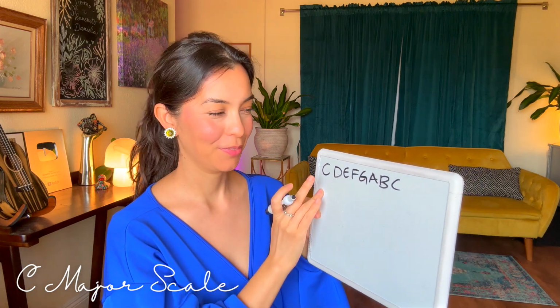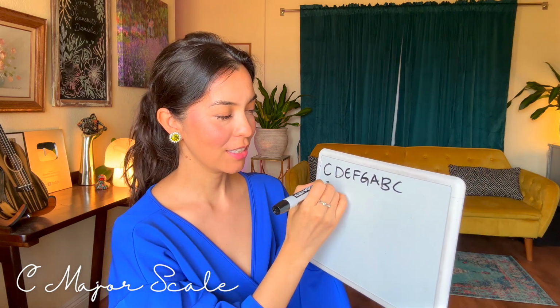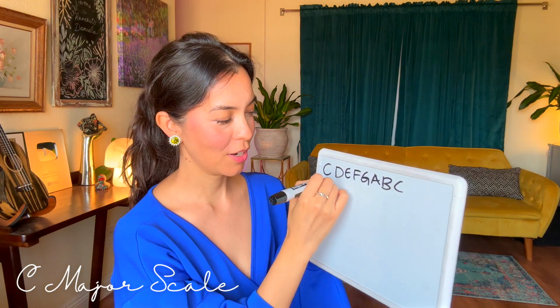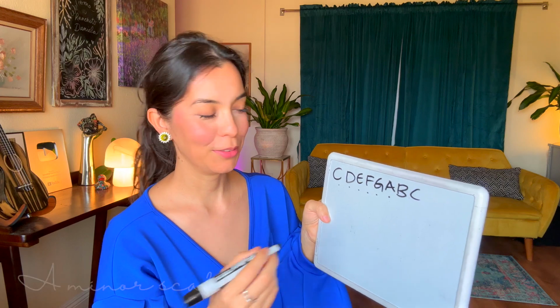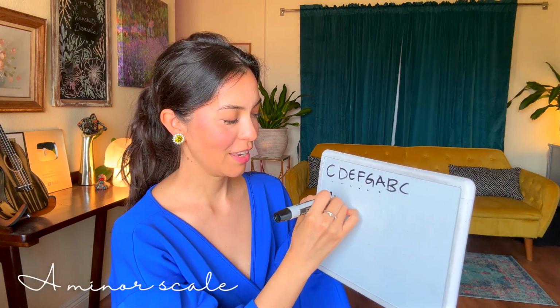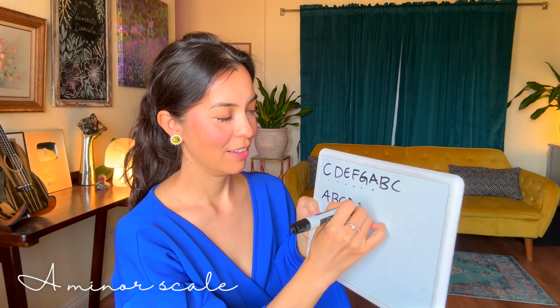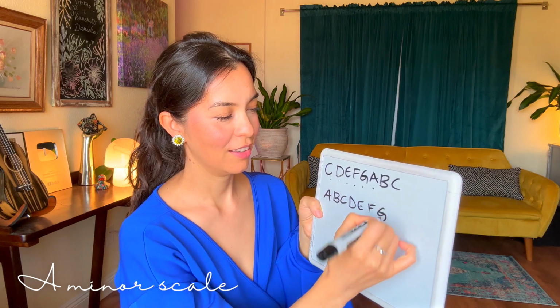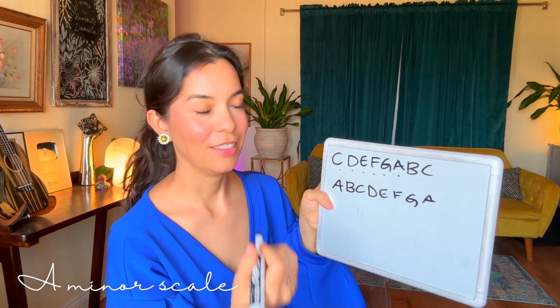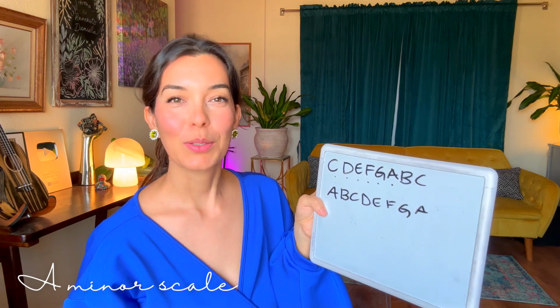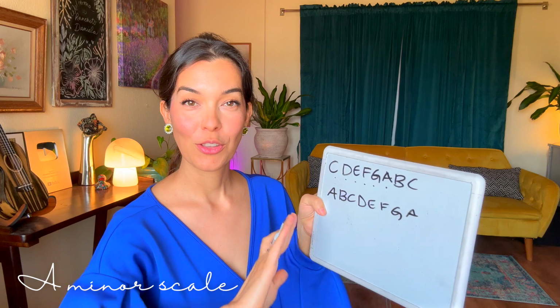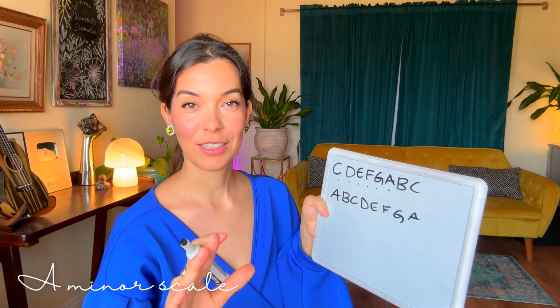Now, we can find a minor scale from the major scale by starting on the 6th degree. So 1, 2, 3, 4, 5, 6. Now if you rewrite this scale, starting from A, you can finish with an A there. You have an A minor scale. So in music, the A minor scale is the scale that has no sharps, no flats, everything is natural.